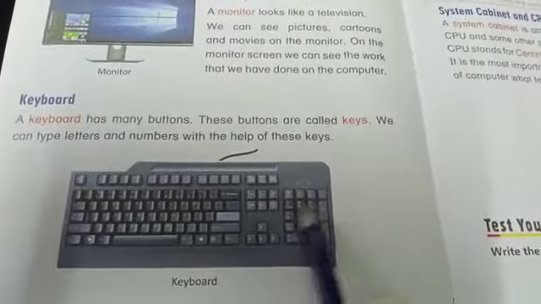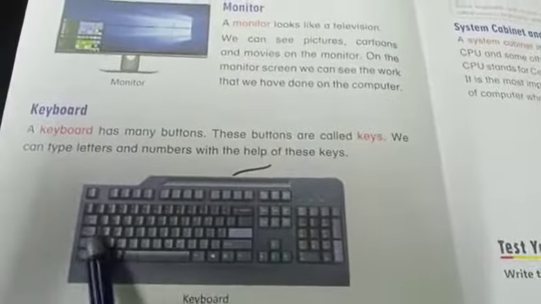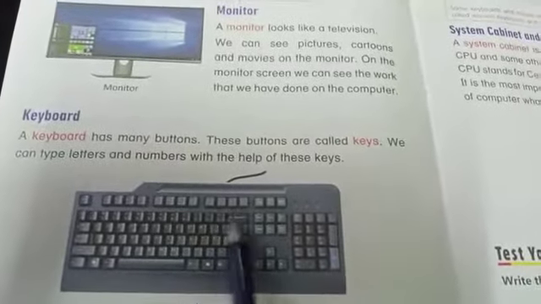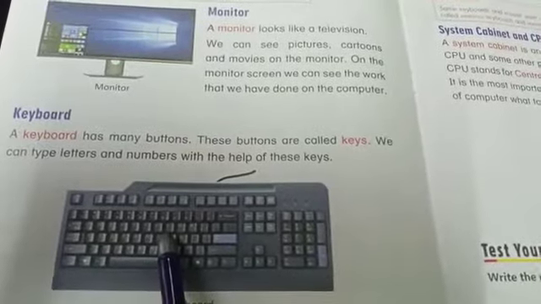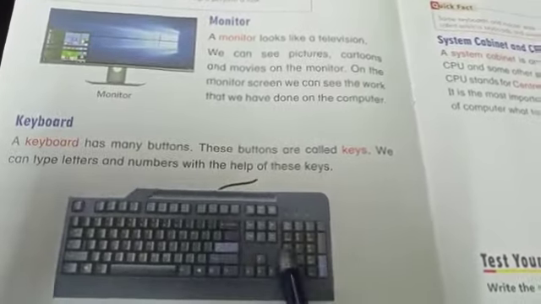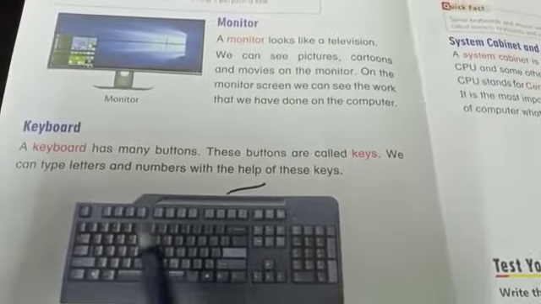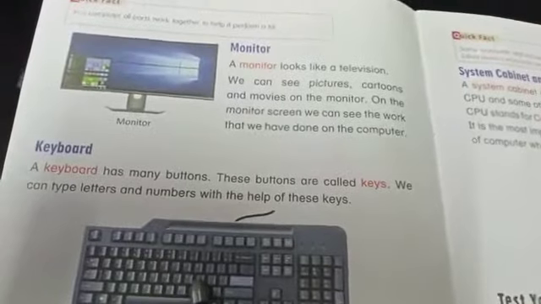So here are the number keys 1, 2, 3, 4 written here. Here are all the alphabets A to Z. All the alphabets are here mixed up and we can type all the alphabets from here. Here are also number keys. So we can type numbers and letters from the keyboard.